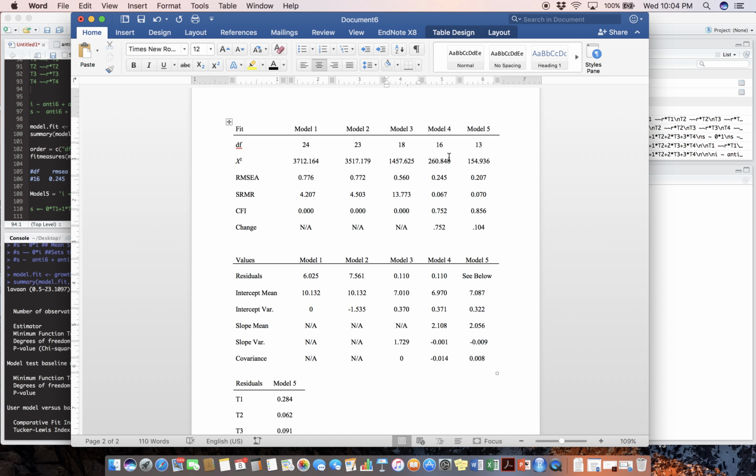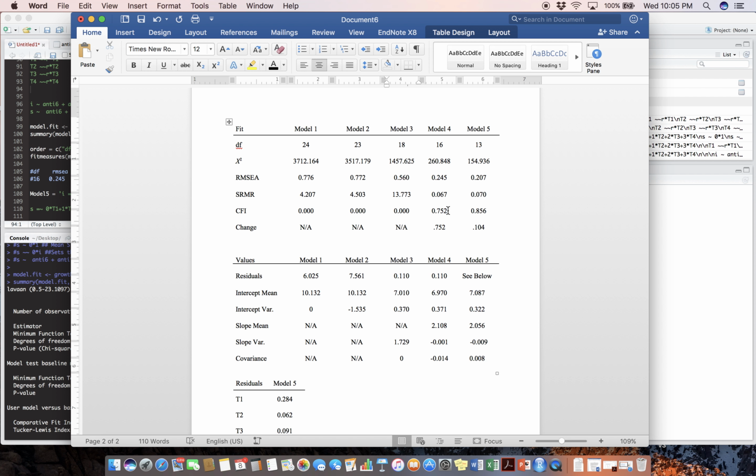So now we're looking at Model 4. We have an improvement in our RMSEA, we have an improvement in our SRMR, and our CFI value is starting to get a little bit closer to our cutoff value. And again, CFI values greater than or equal to 0.95, or acceptable at greater than or equal to 0.90, RMSEA less than 0.06, and SRMR less than 0.07. These are just some general guidelines for these fit indices that I got from Hu and Bentler in 1999.